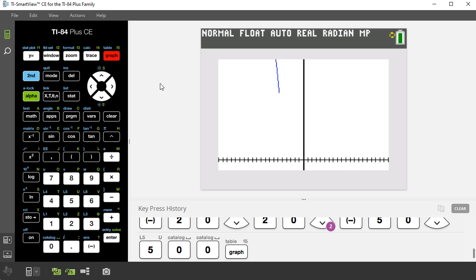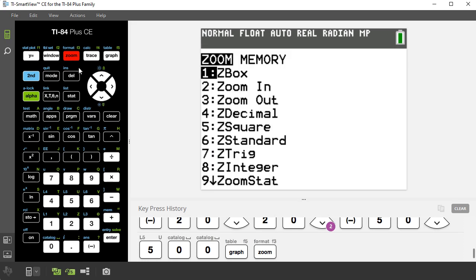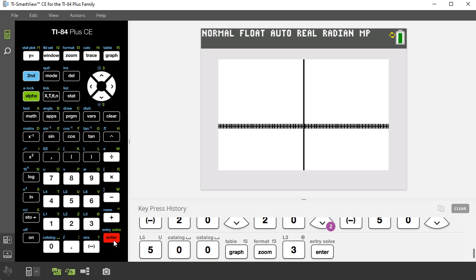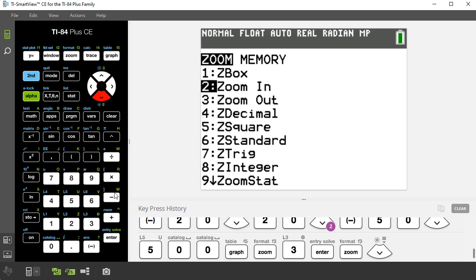Okay, so we see that this is our graph of our equation, and if you want to zoom out just a little bit, we can. That way you can see that the graph looks something like this.